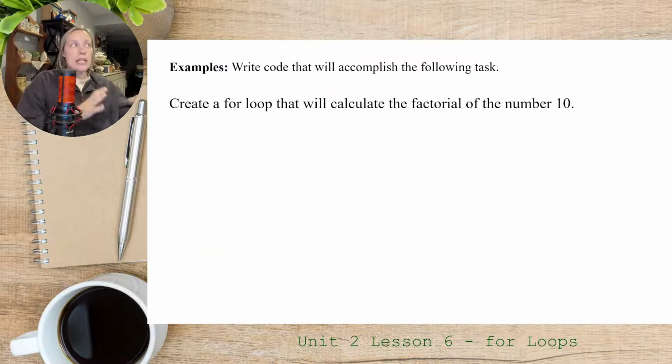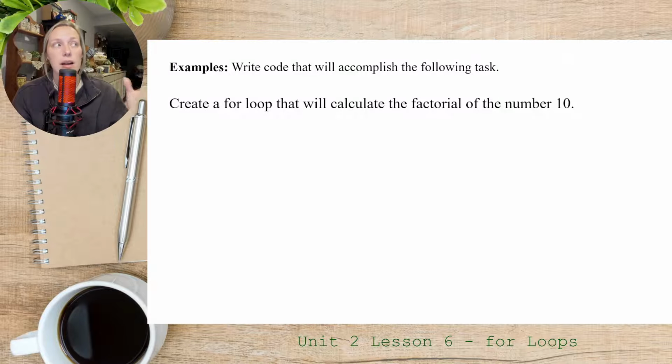So you might see basic tracing problems like that. Now we're going to look at just writing some simple for loops to accomplish a task. Create a for loop that will calculate the factorial of the number 10. When you're writing code to complete a task, if you haven't been doing this a while, which at this point you probably haven't, you might need to write out some pseudocode or at least some algorithm steps before you start coding. And not even to write them out, but at least think through what you want to happen.